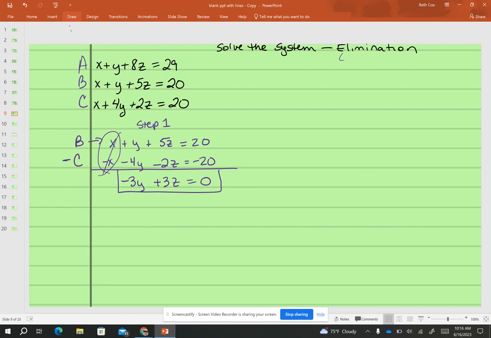Step 2, I'm going to do the same thing, but I have to use equation A. So I'll do A and C, or A and B, either one. I'll do A and C. Again, I'm going to do the same thing. A is x plus y plus 8z equals 29.